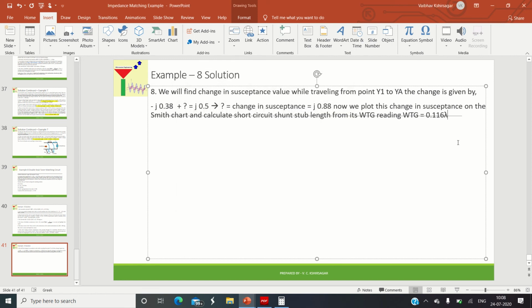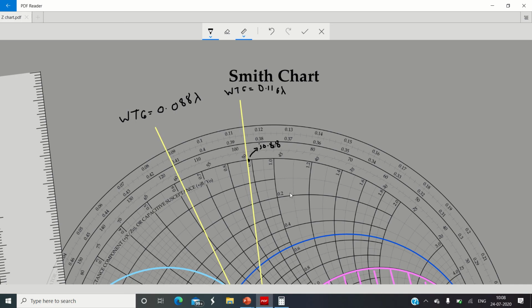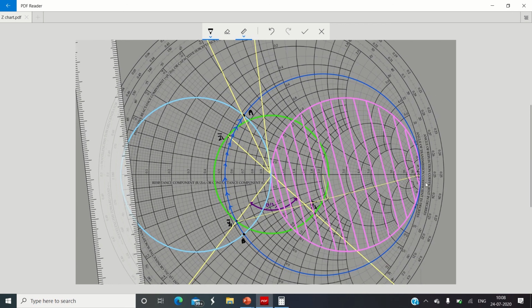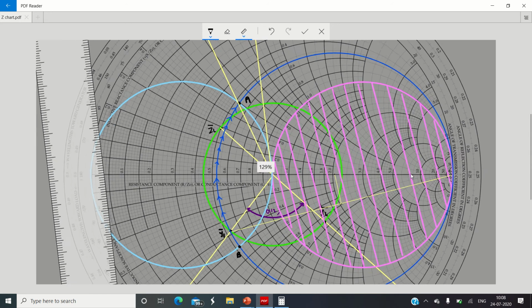So how is the length of the first stub then given? Hence the length of the first stub is simply given by subtracting the WTG readings at the admittance short circuit point and this particular point. First of all, you need to locate where the admittance short circuit point is in the Smith chart. This is the impedance Smith chart originally, so Z is equal to infinity over here. This point represents admittance short circuit. So here I will denote that.